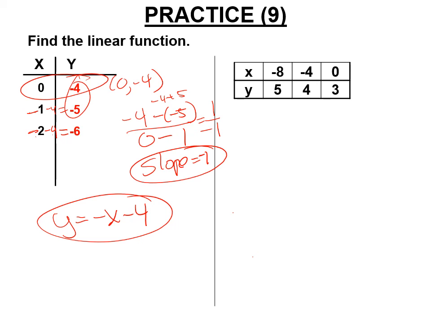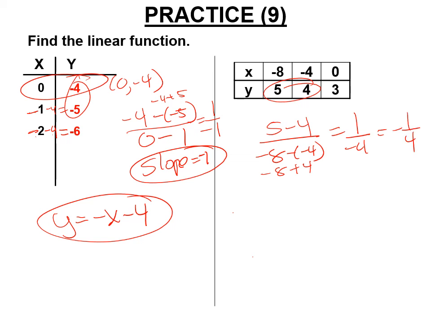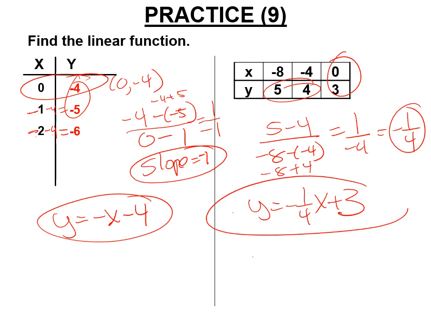All right, we subtract our y's for the rise. We subtract our x's for the run. 5 minus 4 is 1. Negative 8 minus negative 4, same as negative 8 plus 4, negative 4. This is a slope of negative 1/4. There's our y-intercept, so it's y equals negative 1/4 x plus 3.